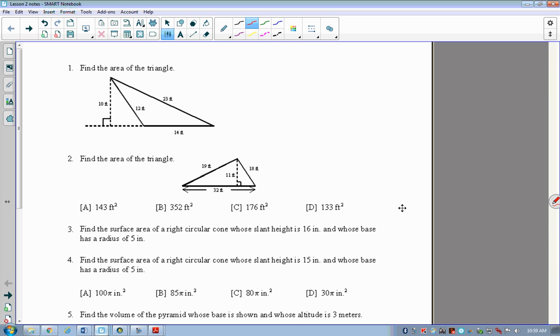This says find the area of a triangle. Again, finding the area of a triangle is base times height divided by 2. All right, you guys should have this sent to you already, so you can see some of these numbers. Even if you can't see them on the board, you should be able to see them.